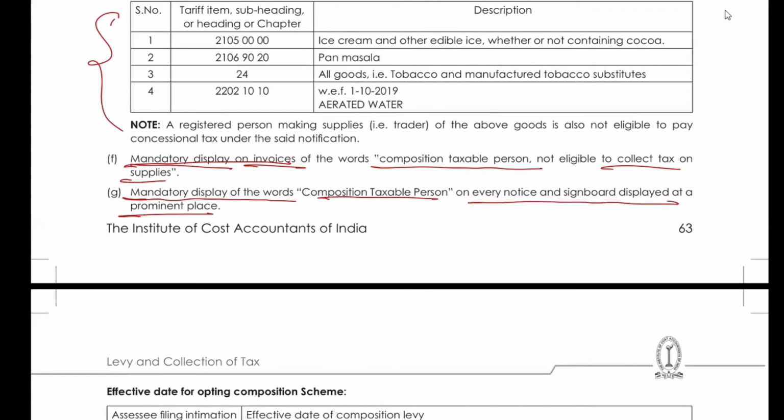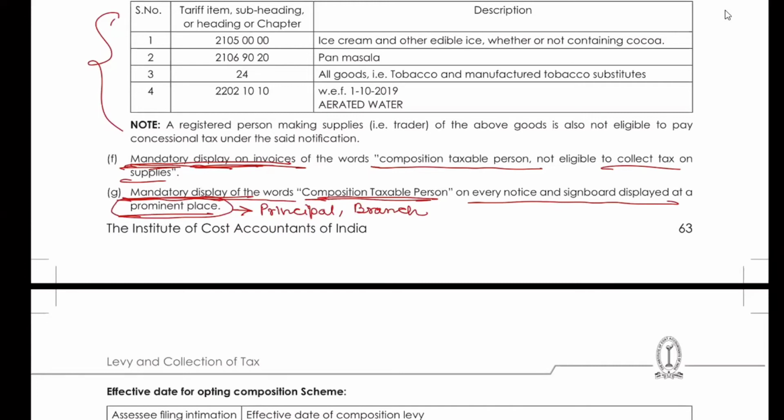With the word prominent places, there is a whole five to six page discussion on what a prominent place is in the law. But for now, it's the principal place of business, as well as the branches which you have all over India. Everywhere it is a mandatory display of composition taxable person. This has to be there on the signboard, name board or nameplate, whatever it is.